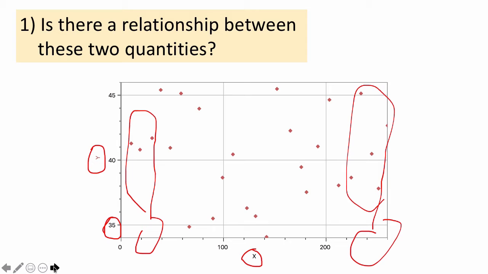So that's our first question. Is there a relationship between the two quantities? When we change one, is the other one going to change?